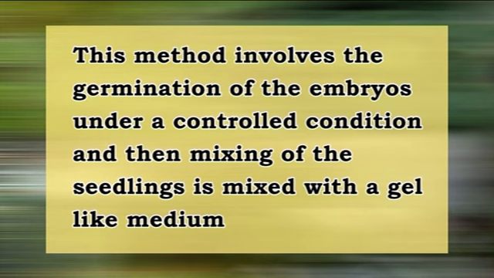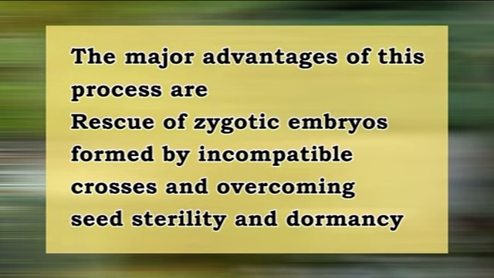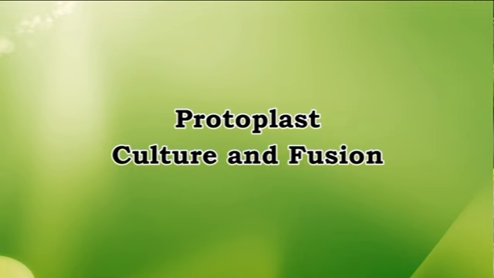Or this method involves the germination of the embryos under a controlled condition and then the seedlings are mixed with a gel-like medium. The seedling gel mix is sown in the field. Fourth one is the embryos are germinated and then fluid drilled. The major advantages of this process are rescue of zygotic embryos formed by incompatible crosses and overcoming seed sterility and dormancy.